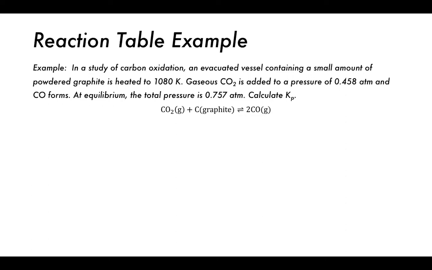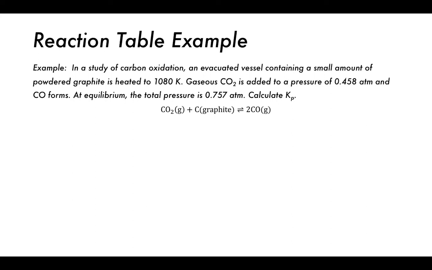In a study of carbon oxidation, an evacuated vessel containing a small amount of powdered graphite is heated to 1080 degrees Kelvin. Gaseous CO2 is added to a pressure of 0.458 atmospheres and carbon monoxide forms. At equilibrium, the total pressure is 0.757 atmospheres. Calculate Kp. So we're actually doing two things here. We're now working with Kp for the first time, and we are going to be looking at reaction tables.